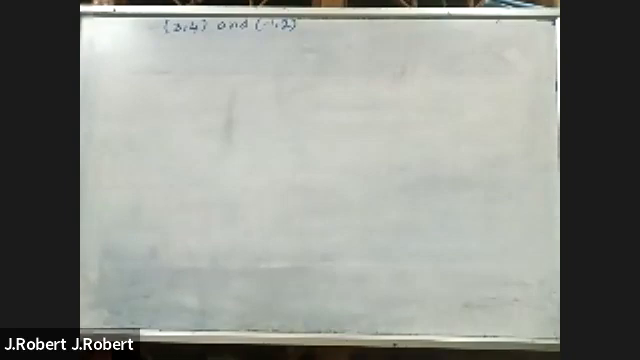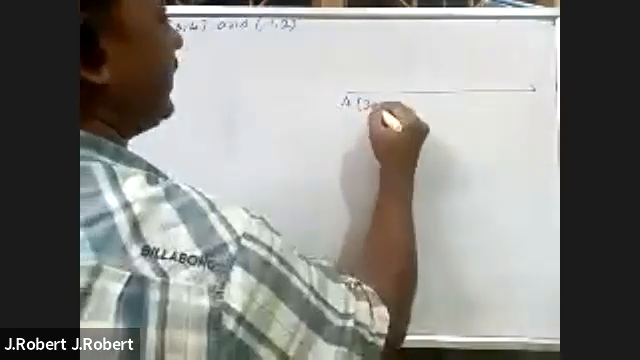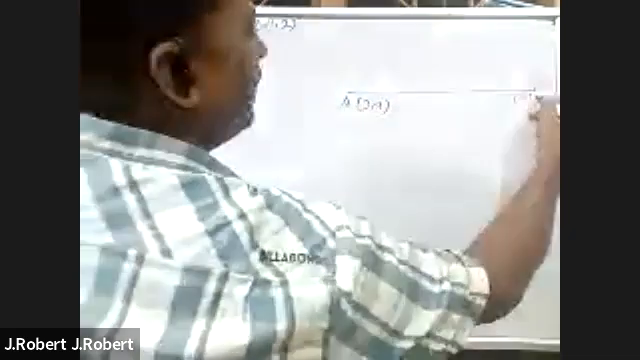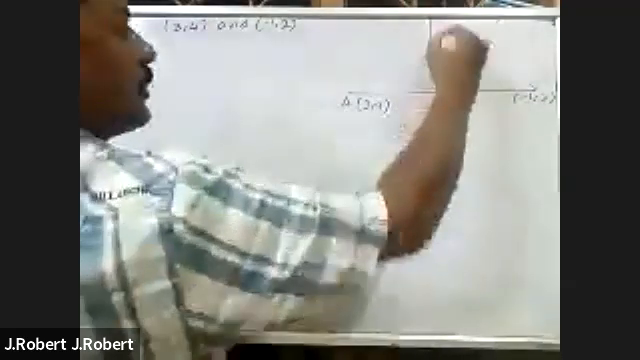So, find the equation of the right bisector. Can anyone tell me what is the right bisector? What is the meaning of the right bisector? Very good, perpendicular bisector. Here is the line given. I have taken the line as A of 3, 4 and B of minus 1, 2. We have to find the equation of the perpendicular bisector.